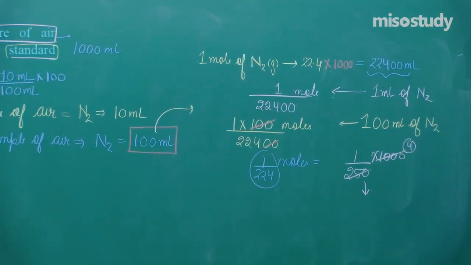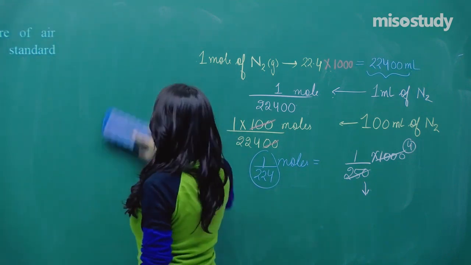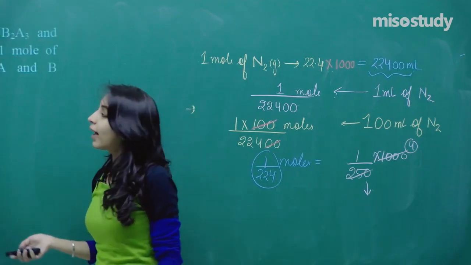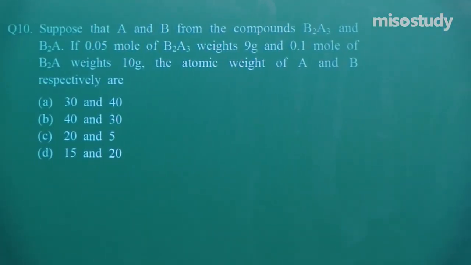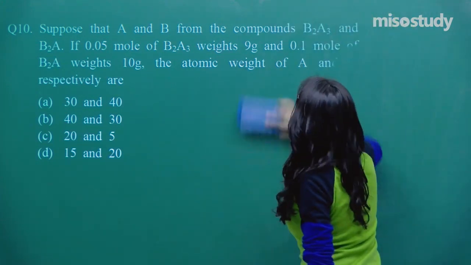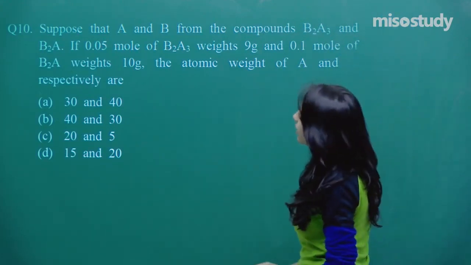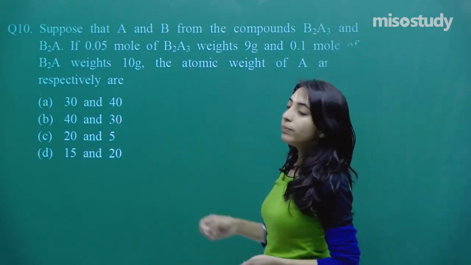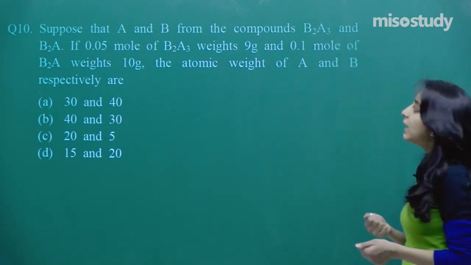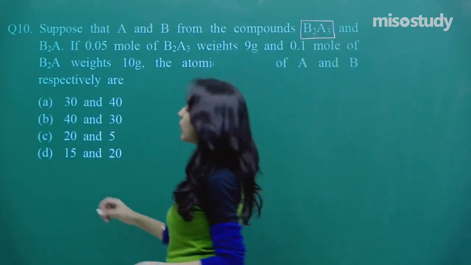So, guys, now ready for the last question of the video. You can have a minute to note down the question, read it out so that I can solve it for you. The question is, oh my god, it's a pretty lengthy question. Suppose that A and B form the compounds B2A3 and B2A.